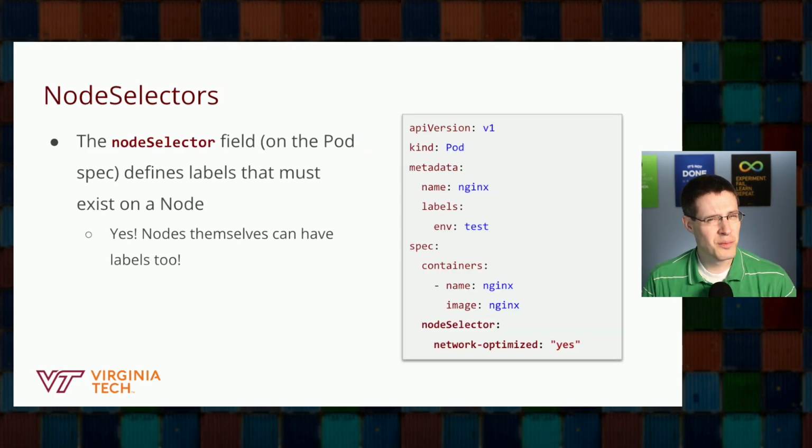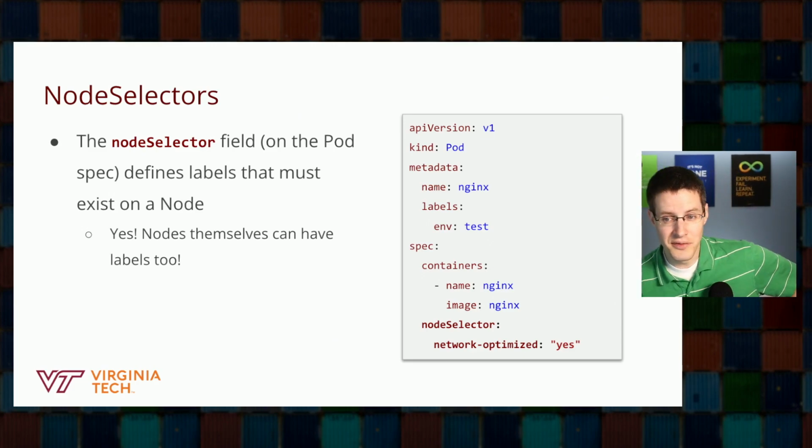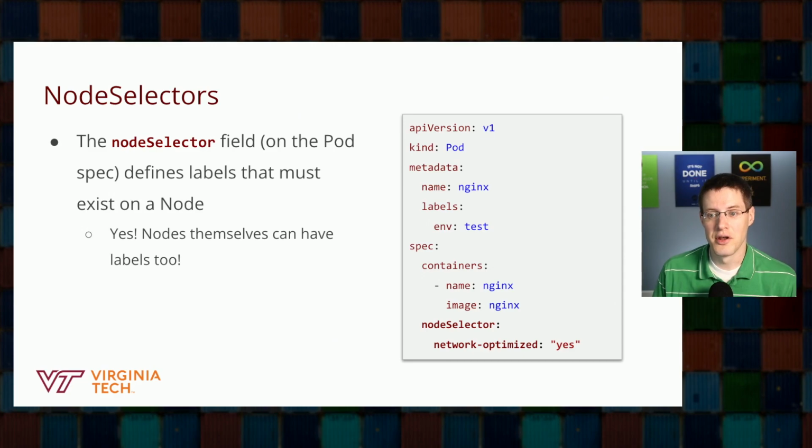So the most primitive type of filtering that's available is through the pod specification's nodeSelector field. Now this field defines labels that must exist on a node. And yes, nodes can have labels as well, and we'll see some examples of that here soon. So in this example, we have a pod that's going to be running Nginx, and it specifies a nodeSelector that says, hey, the node that this thing is going to run on needs to have a label named network-optimized and a value of yes.